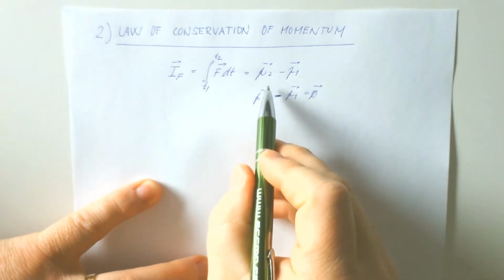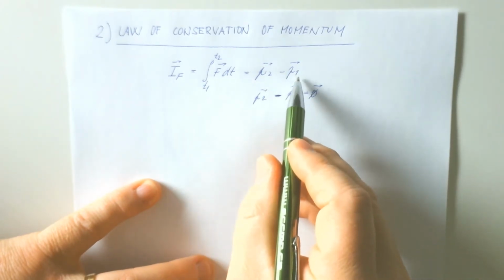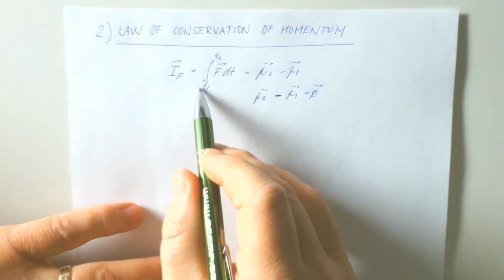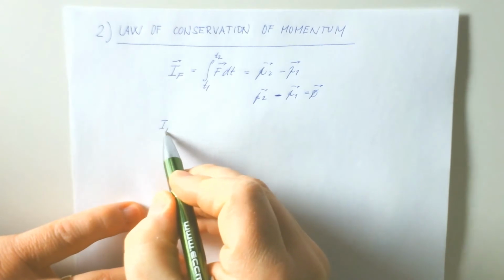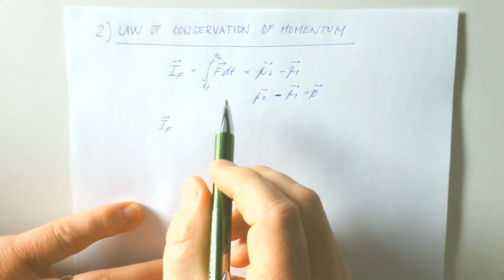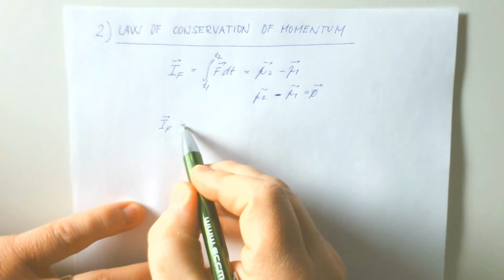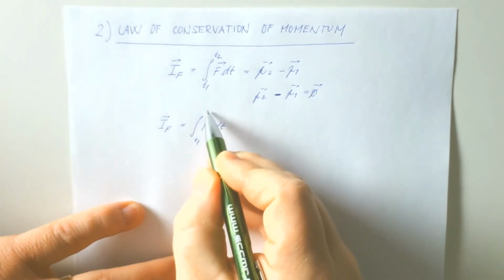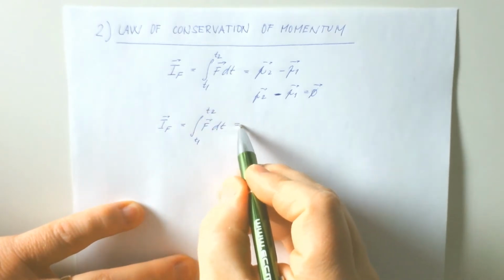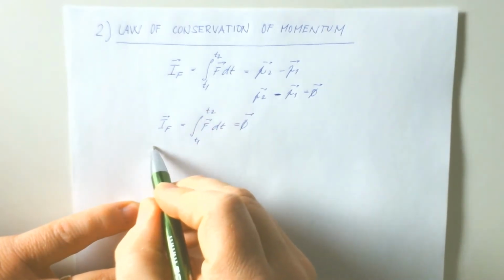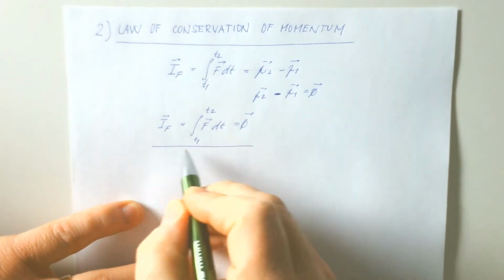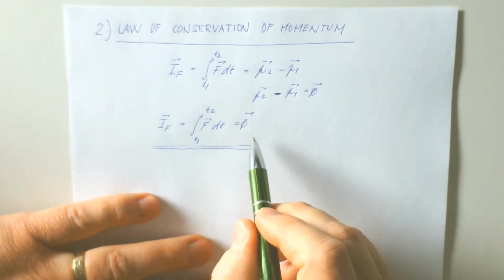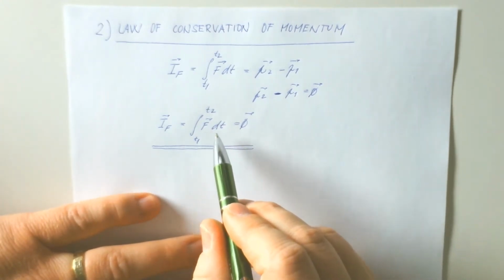So if the right side of the equation equals 0, the left side of the equation must equal 0 too. So the condition for keeping momentum constant is that the impulse of the force acting on the particle in a certain time interval is equal to 0. So this is the condition of this law. Okay, we can ensure this requirement in two ways.